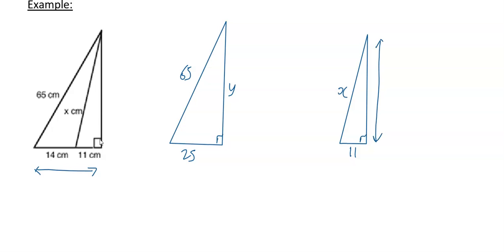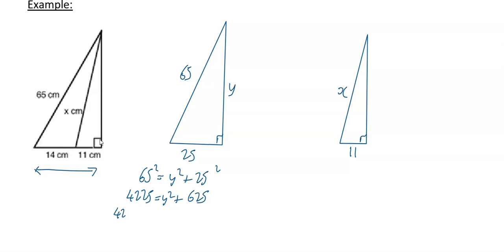So that's why we need to find y first, to be able to allow us to find the x. So for this triangle, the first one, the bigger triangle, we'll have 65 squared is equal to y squared plus 25 squared. And we'll just work with that. 65 squared is 4225 is equal to y squared, and 25 squared is 625. And then we have 4225 minus 625 is equal to y squared.